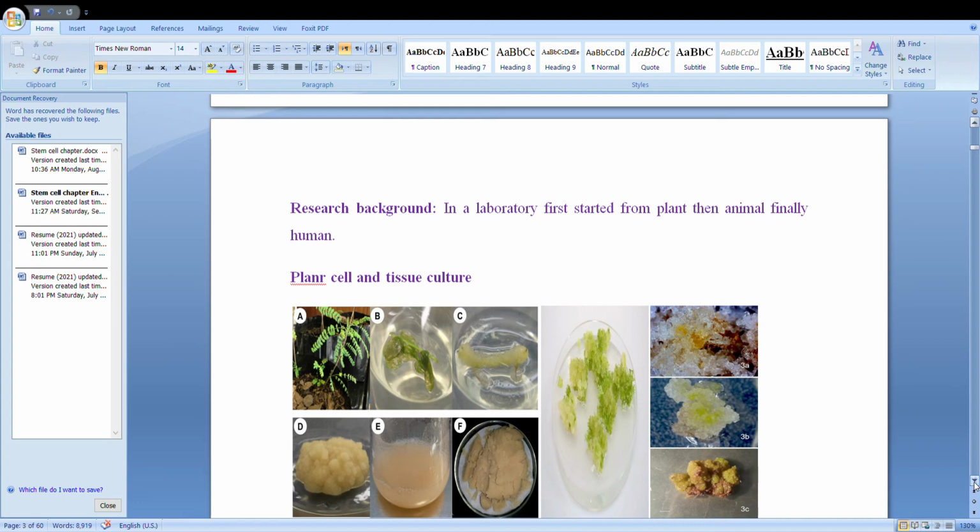In a laboratory, we first start with plant, then animal, and finally human cells. In a cell laboratory, as I discussed before, we first start with plant cells because they are easy to handle. That's why when new hormones or new chemicals come to the market or are invented, scientists try to apply them to the plant first, and then animal, then human.